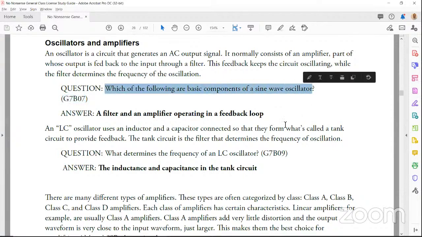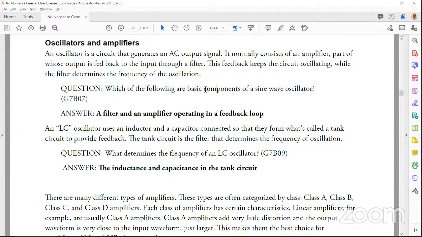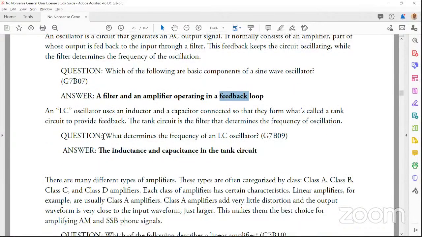So let's get straight into the questions. Which of the following are basic components of a sine wave oscillator? So what they're asking us here, the basic components of what? A sine wave oscillator. So we dealt with this the last time, and we said there is a filter as well as an amplifier in a feedback loop, right? So remember, the output of the amplifier is fed back into the input of the amplifier, but through a filter circuit. So those are the basic components of a sine wave oscillator. Next question.